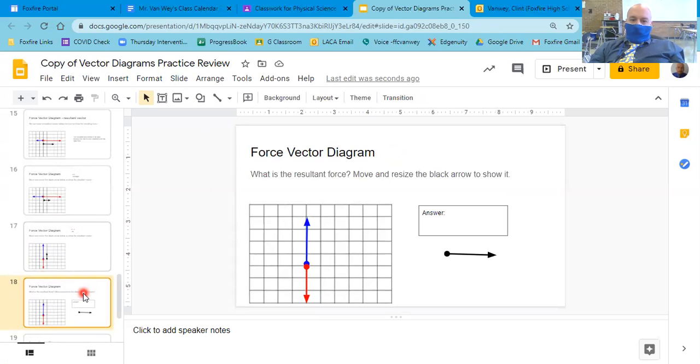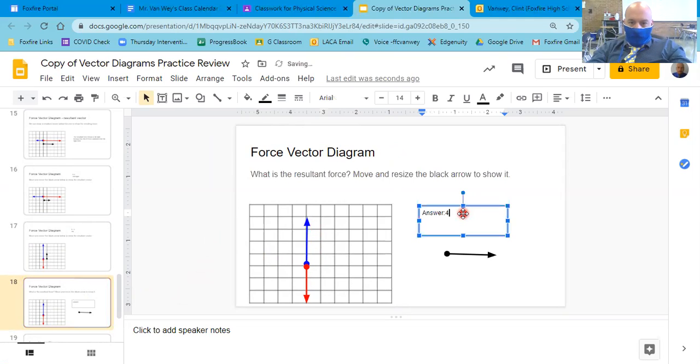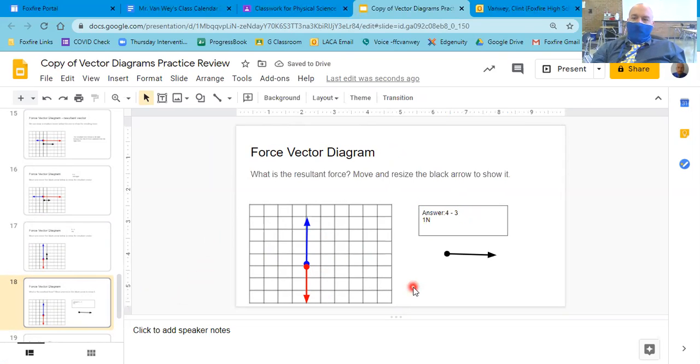The resultant force. Okay, we're doing this again. Got 1, 2, 3, 4 newtons up. I've got 1, 2, 3 newtons down. That gives me 1 Newton. And which side's bigger, the down or the up?